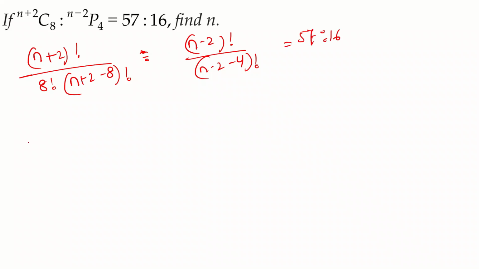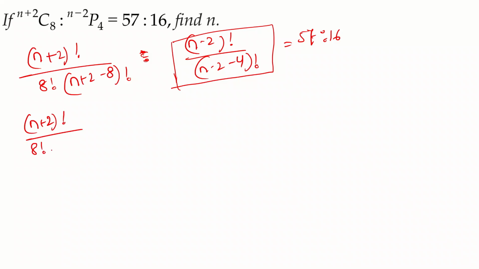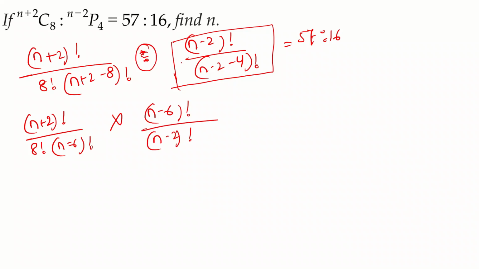Okay, now we can convert this ratio into multiplication, and then we can take the reciprocal. We multiply with the reciprocal of this fraction. So we have (n+2)! by 8! times (n+2-8) which is (n-6)! multiplied by (n-6)! divided by (n-2)!. So we have converted this ratio into multiplication and multiplied with the reciprocal of this thing. Now (n-6)! cancels out. We have 57 by 16.